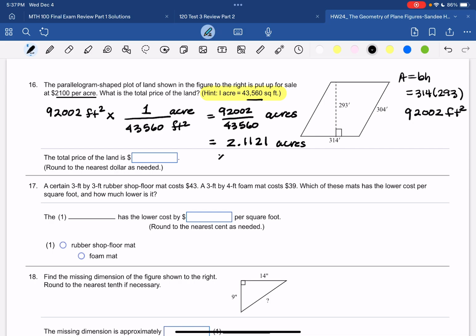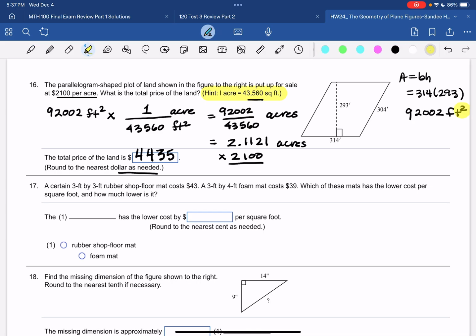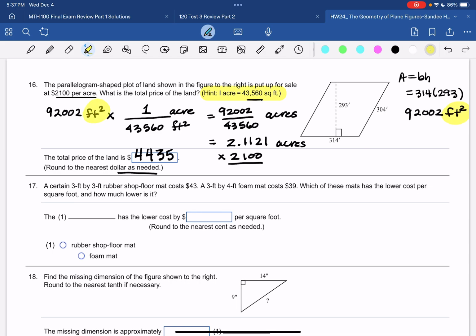Multiply that by 2,100, and I'm just going to leave the whole decimal. I didn't even round it. In my calculator, times 2,100, and to the nearest dollar, it's $4,435. So we have to get the area in square feet first, change the square feet over to acres, multiply each acre that we got, which is about 2.11, times the cost of 2,100 per acre, and that's where we get the 4,435.